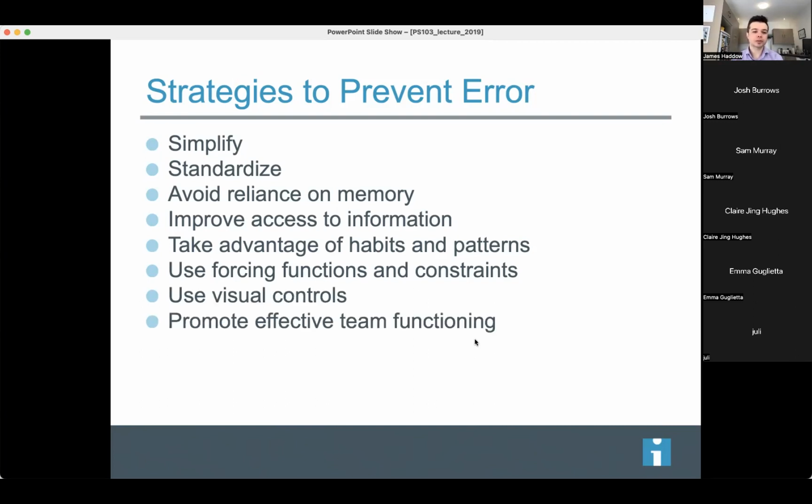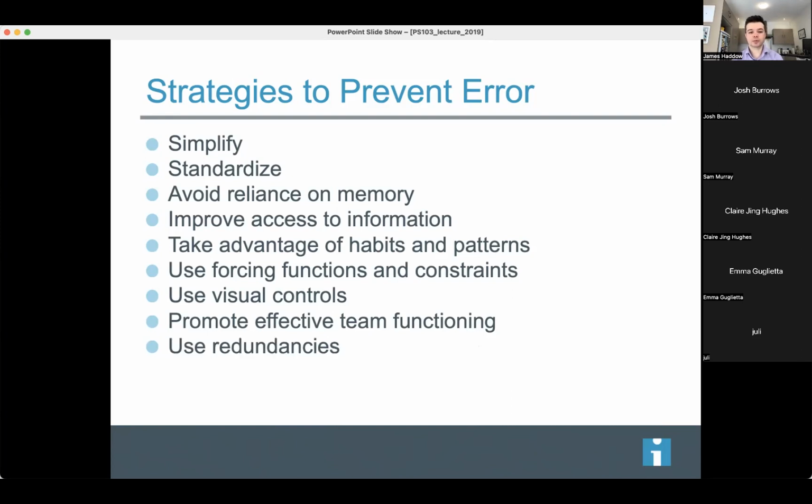Visual controls, effective team functioning. So this goes around things such as simulation training, where you get to explore some of the team dynamics, that flat hierarchy, for example, how people perform under pressure, and learning about themselves, and learning about systems to stop that getting in the way. All those things can be taught in simulation.